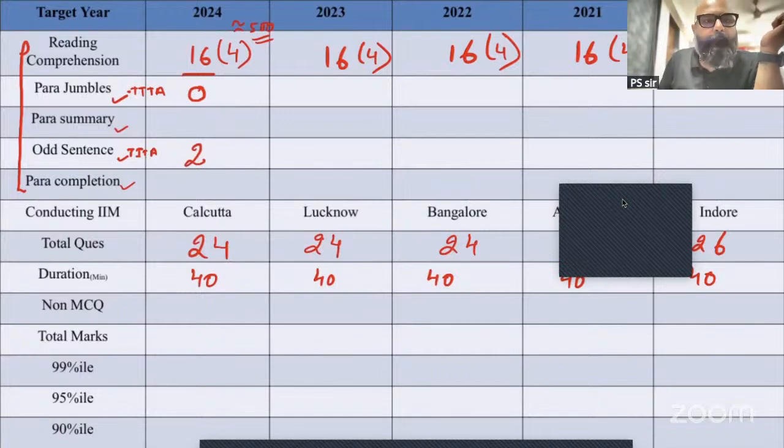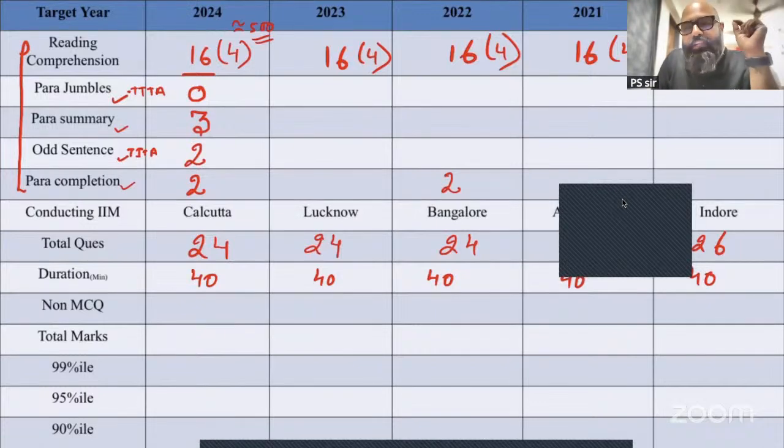If I talk about para summary, there were 3 questions, wherein a small passage is given to you, 4 options are given, and you have to mark the option which correctly summarizes the entire passage. And then para completion too. Para completion was introduced for the first time in 2022, when IIM Bangalore conducted this particular paper. After that, para completion has been coming for the last 3 years: it was there in 2022, in 2023, and we have seen it in 2024 as well. Before that, para completion did not come.